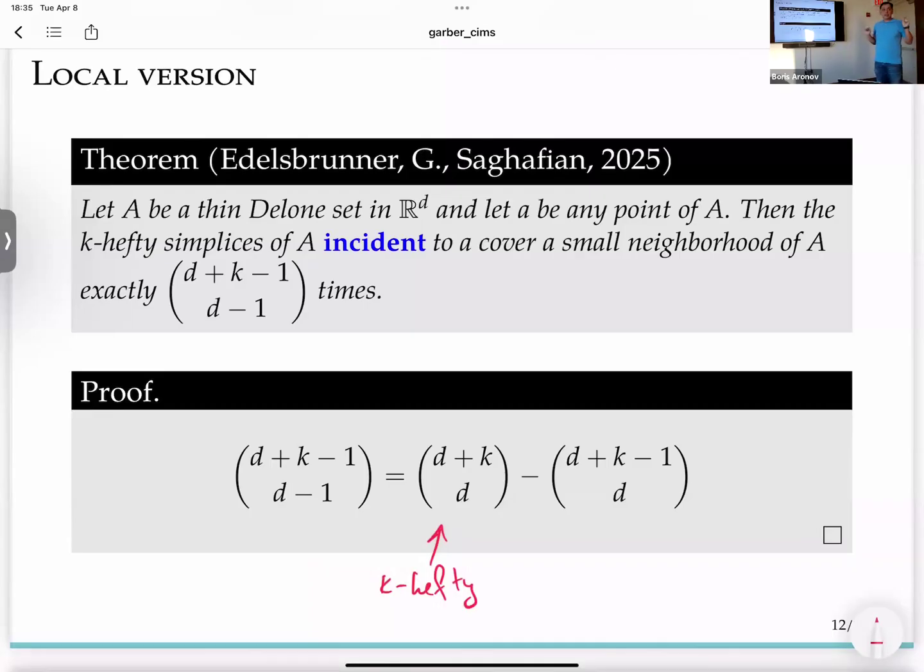So the idea is that we consider a point close to the chosen one, right? Then the total number of k hefty simplices covering that close point is d plus k choose d. But if we remove that original point from the set, then there are going to be k minus 1 hefty simplices without the selected point. And if we add it back, then they will become k hefty simplices that are not incident to that point, and the remaining must be incident to that. That's the idea of the proof.